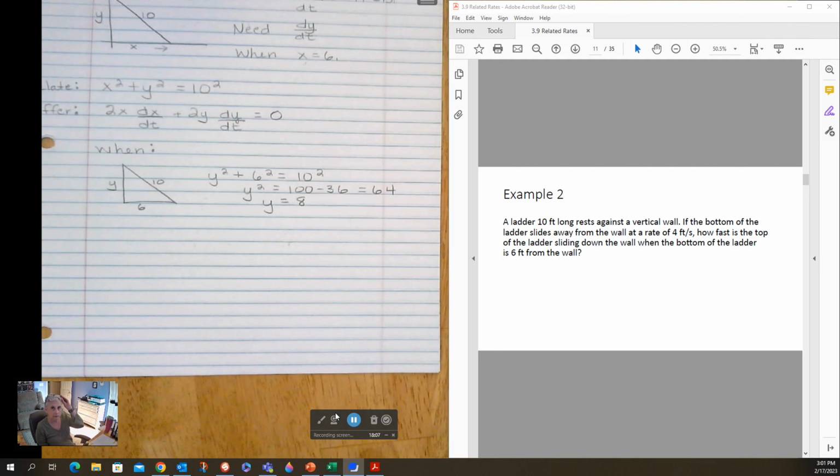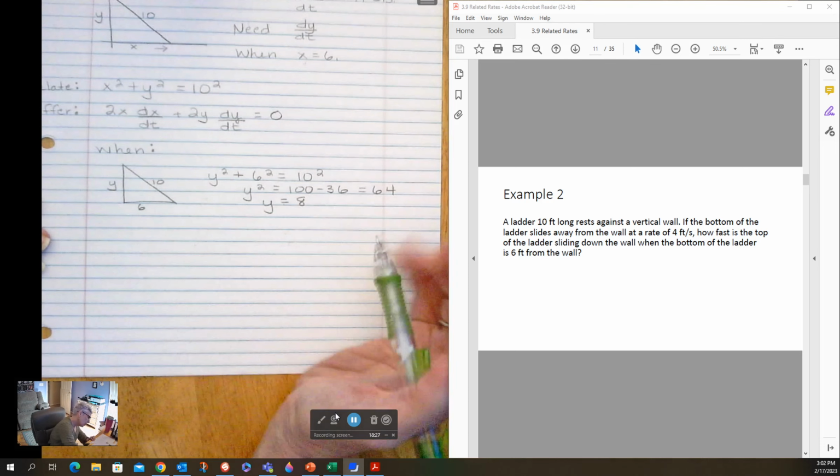Now I know if you were solving an algebra problem, y squared equals 64, then y equals plus or minus 8, but you're not going to have a negative y. The top of this ladder has not buried itself into the ground. We're only interested in the positive solution in this case. So now I have a y.